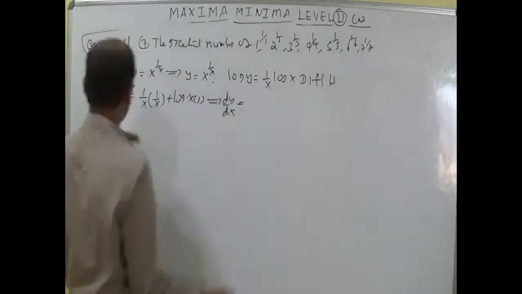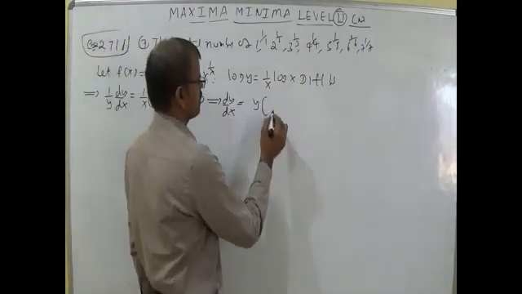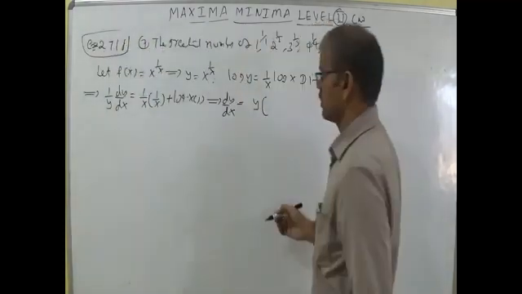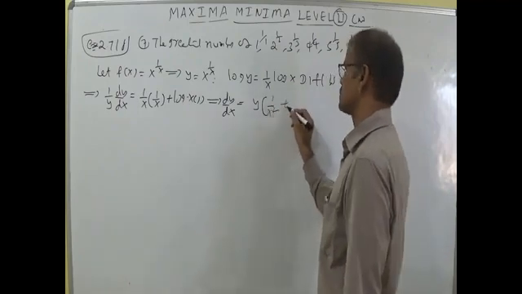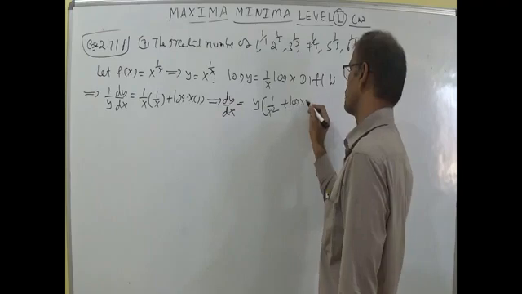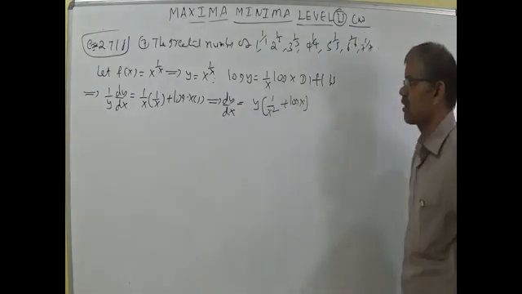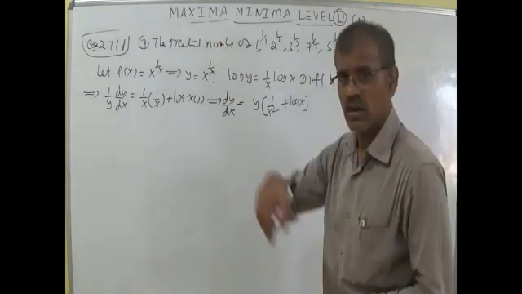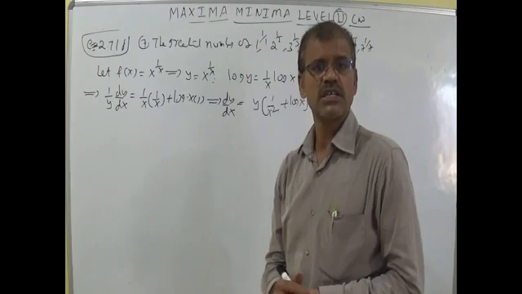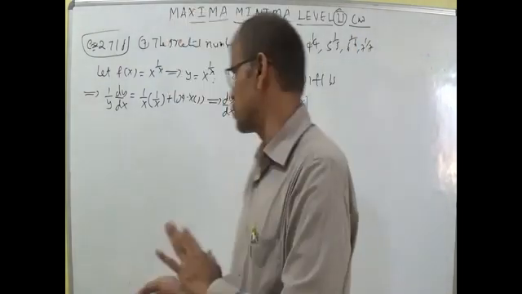dy by dx is equal to y taken this side, y into, what is the value of y? x power 1 by x, times 1 by x square, 1 minus log x. Here the greatest number I am discussing. Whether the function is min or max, you should calculate the derivative dy by dx equal to 0.